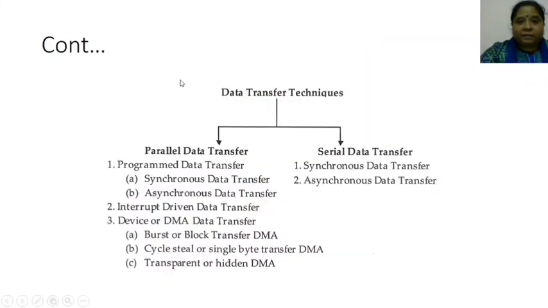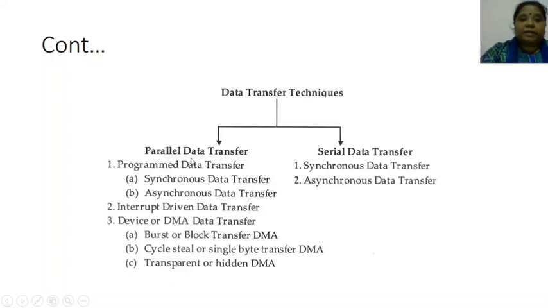Like see the diagram: different types of data transfer techniques that are used in the 8085 microprocessor. First is parallel data transfer, then comes serial data transfer. Parallel data transfer is again divided into three. One, programmed data transfer, then interrupt driven data transfer. Third one is direct memory access, or DMA, data transfer.